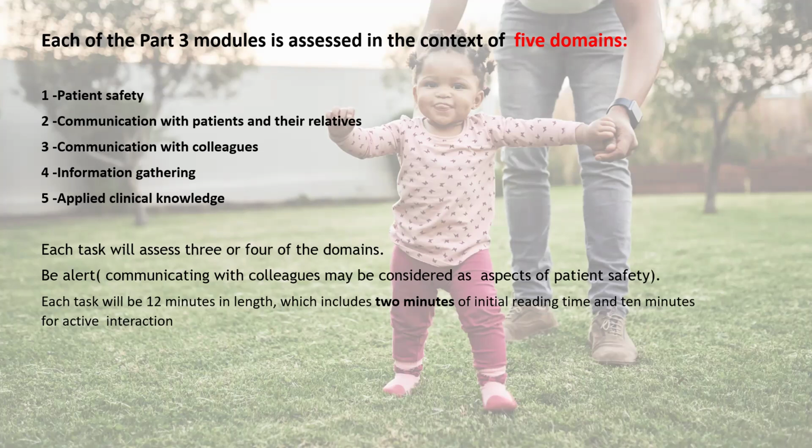In the exam, it is difficult for each task to assess all five. So you may be assessed on three or four. For example, in one task, you may find yourself assessed on patient safety, communication with the patient, communication with the colleague, and information gathering. In another task, you may be assessed on three, like communication with the patient, information gathering, and applied knowledge. So it is very difficult to be assessed on all five domains. Usually you will be assessed on three or four domains, right?